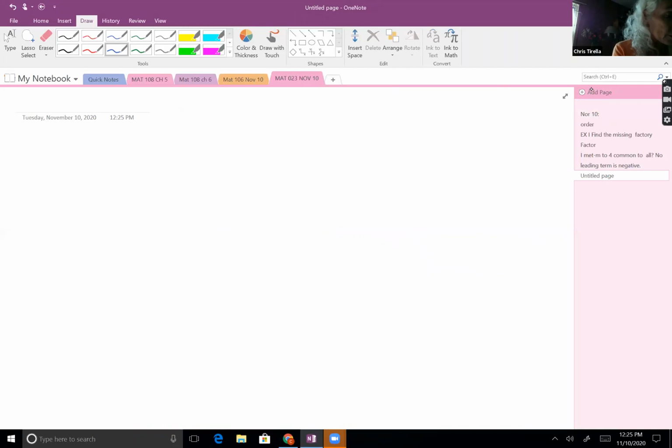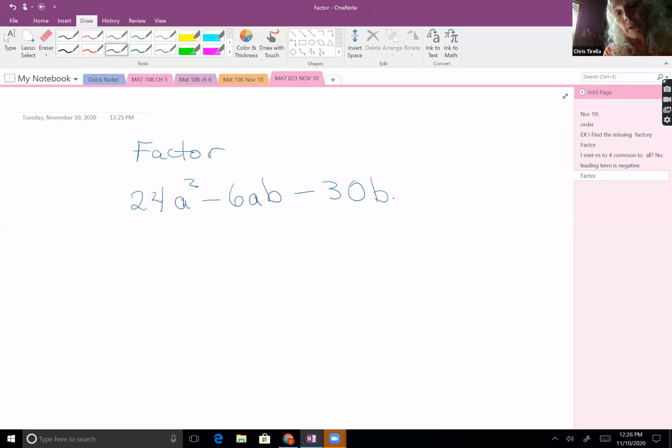While I'm doing that, I'm going to ask you folks to please factor. I am going to give you, ooh, this is a fun one: 24a squared minus 6ab minus 30b squared. And I'm going to give you a hint. With this one, I think you might want to look for a common factor first.